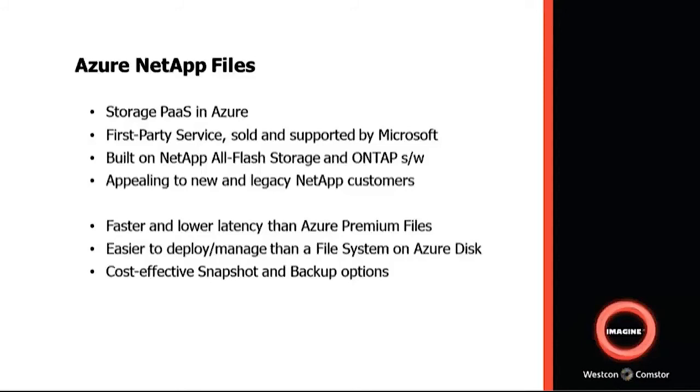You might want to build a file system on Azure Disk. That might be Azure UltraDisk, which is very fast, but UltraDisk is just a disk, a bare metal type solution. It's not a file system. And of course, we bring the cost-effective snapshot, backup, and many of the other tools that are inherent with ONTAP.